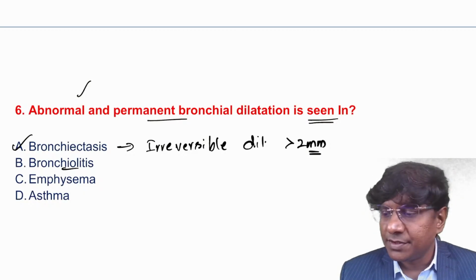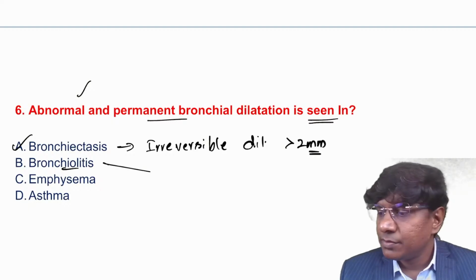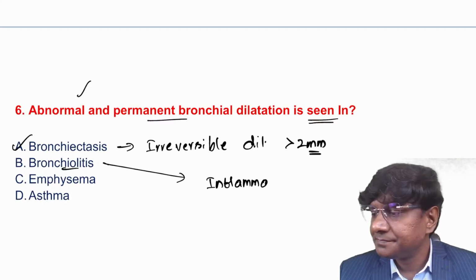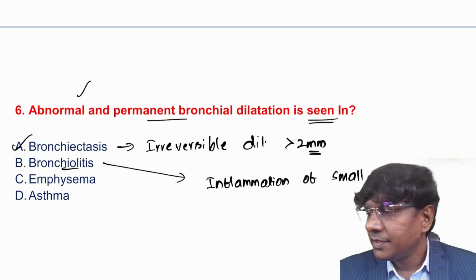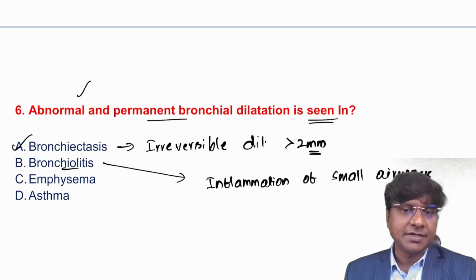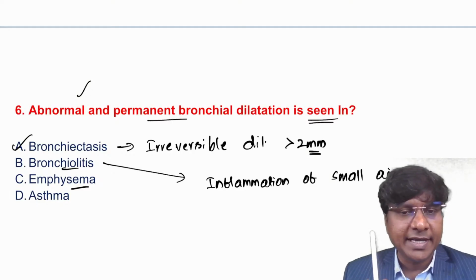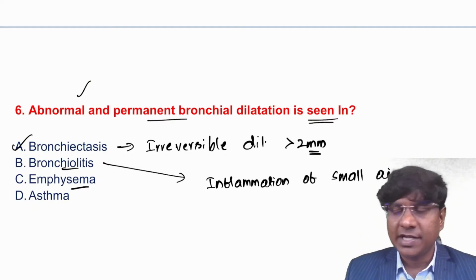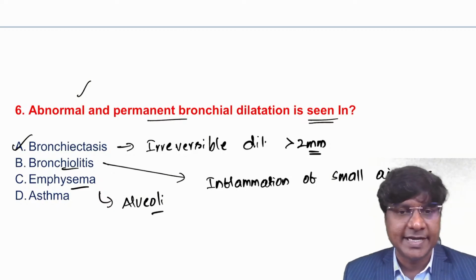Whereas you take the second option, bronchiolitis. Bronchiolitis is not dilatation of the airway. Basically it is the inflammation of the smaller airways. And what about emphysema? Emphysema is not bronchial dilatation. It is the permanent enlargement of the air spaces distal to the terminal bronchiole. That means it is your alveoli that are irreversibly, abnormally dilated.